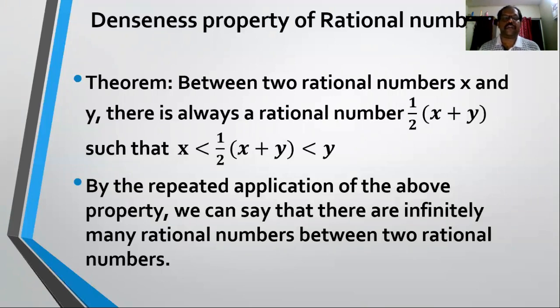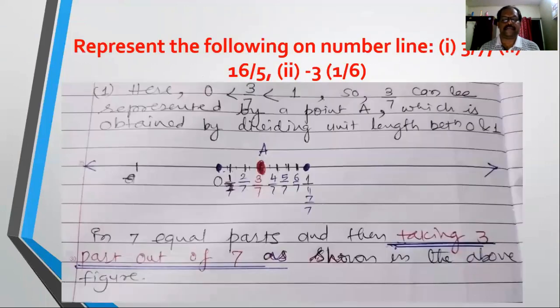Now we are going to solve some examples. We need to represent the following numbers on the number line. So how can it be represented? Just see here. The first example given is 3 by 7. To represent 3 by 7 on the number line, as we have seen previously also, you can do it like this.